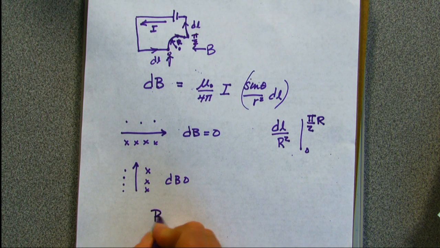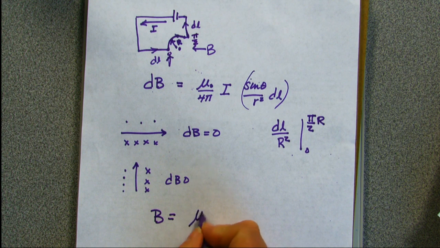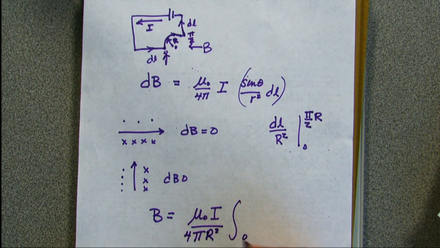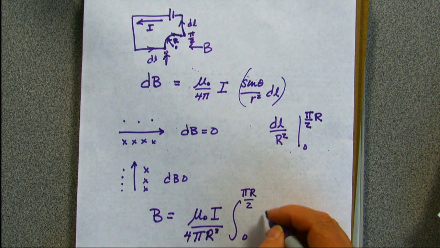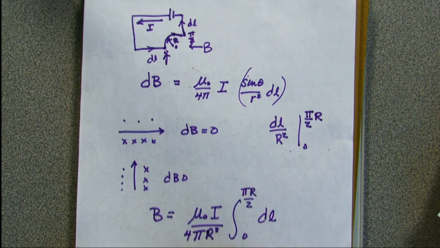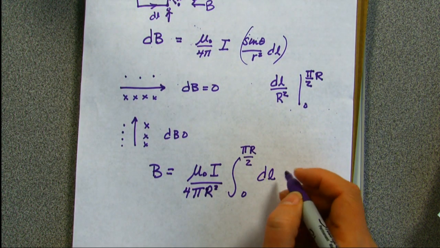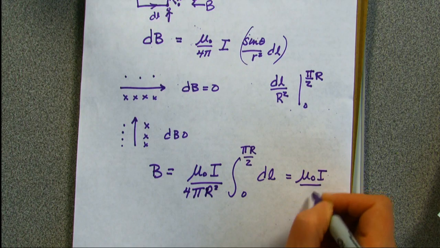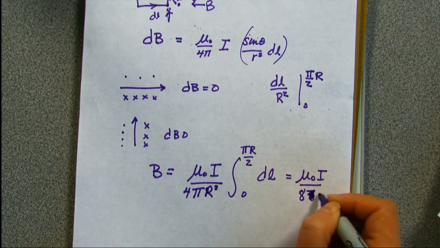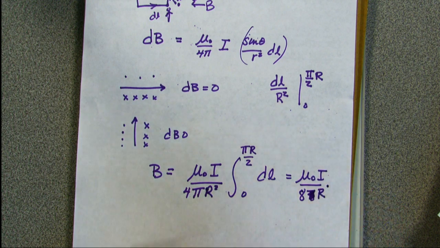So I end up with B is equal to mu I over 4 pi r squared, the integral from 0 to pi r over 2 of dl, and that gives me mu I, and it works out to be 8. The pi's cancel, and I get 8r.